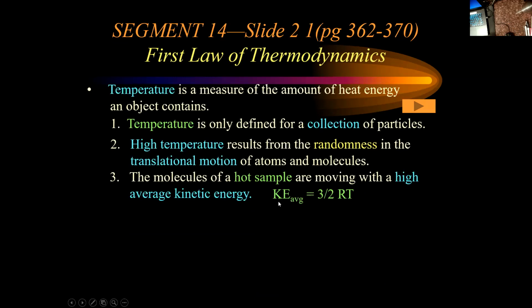Now, I've mentioned this to you before. The kinetic energy of any sample, solid, liquid, or gas, is just 3/2 R times T.